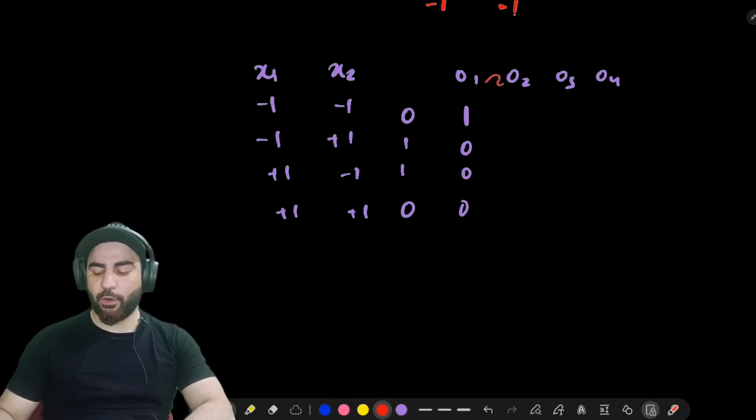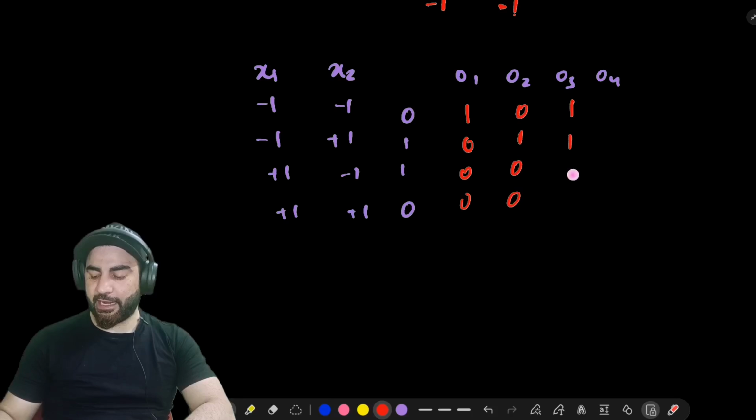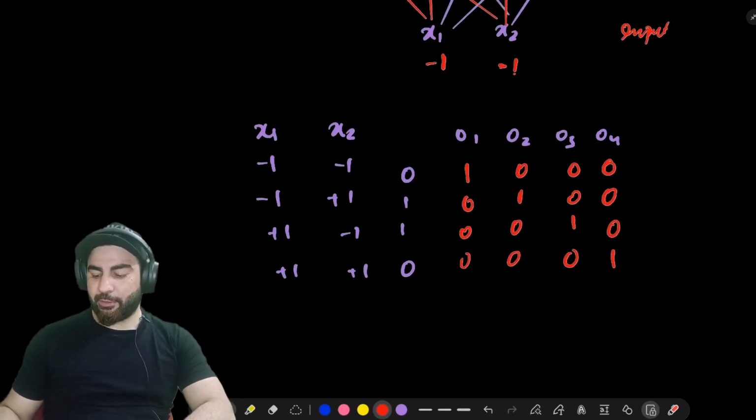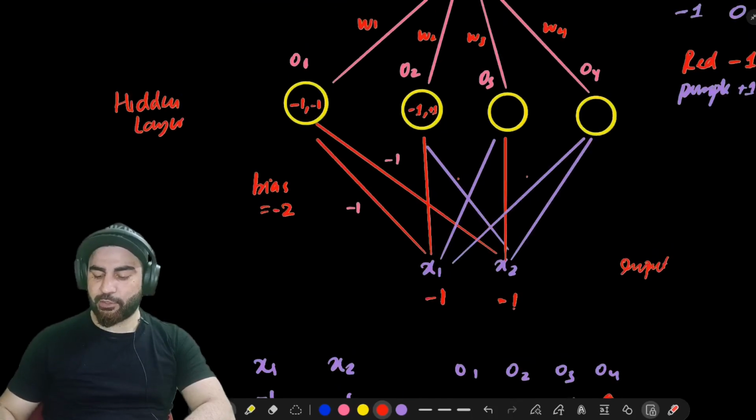Okay, O1 will be activated only in this case. And second thing is, let me just color it like this. This thing will get activated in the second case, and this thing will get activated in the third case, and this will be activated in the fourth case. Okay, this output will be only activated once we reach here.